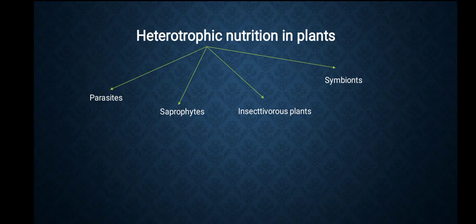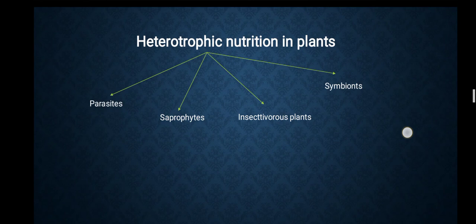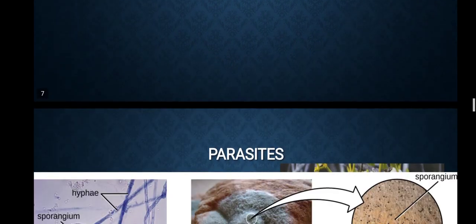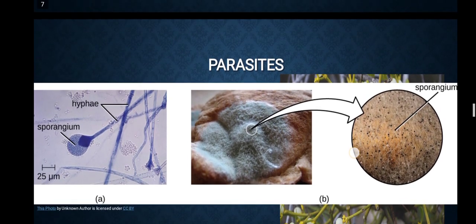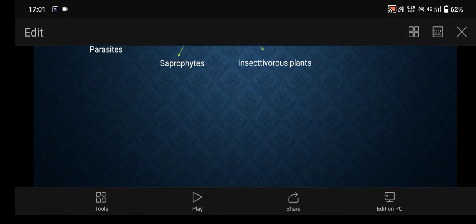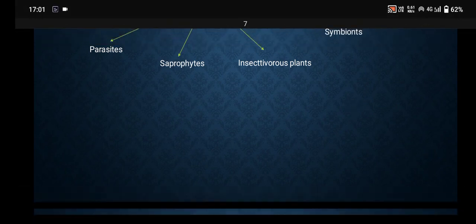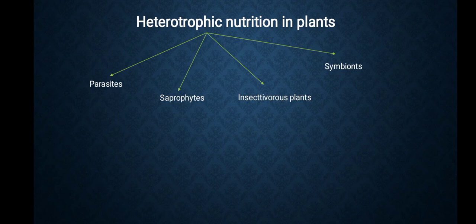Understood? Depending upon the source of food, heterotrophic plants are grouped as which ones, Rohit? Parasites. Yes, very good. Saprophytes, very good. Insectivorous plants. Okay. Symbionts, very good. Okay, so let's start with the first one, parasite.